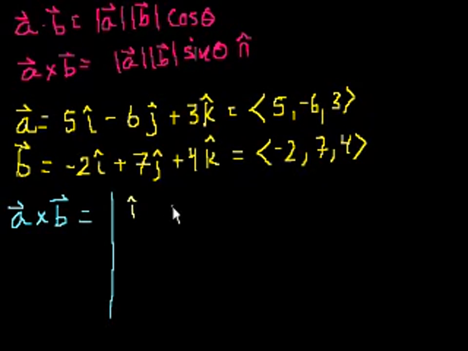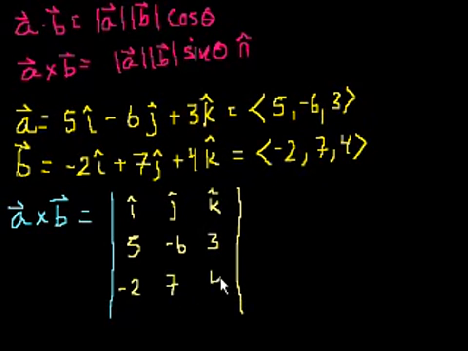unit vectors in the top row. I, J, K. Then you write the first vector in the cross product, because order matters. So it's 5, minus 6, 3. Then you take the second vector, which is B, which is minus 2, 7, 4. So you take the determinant of this 3 by 3 matrix. And how do I do that?